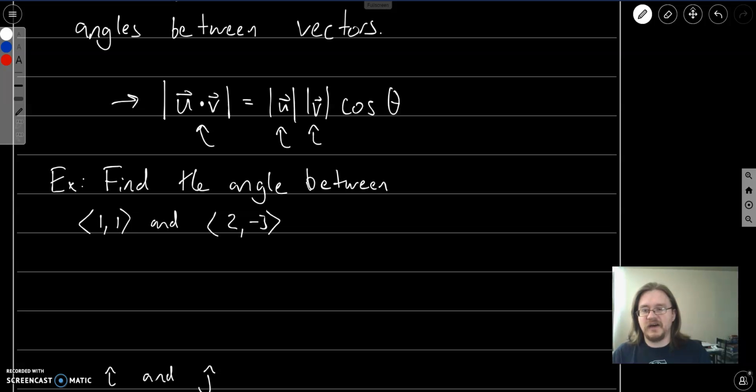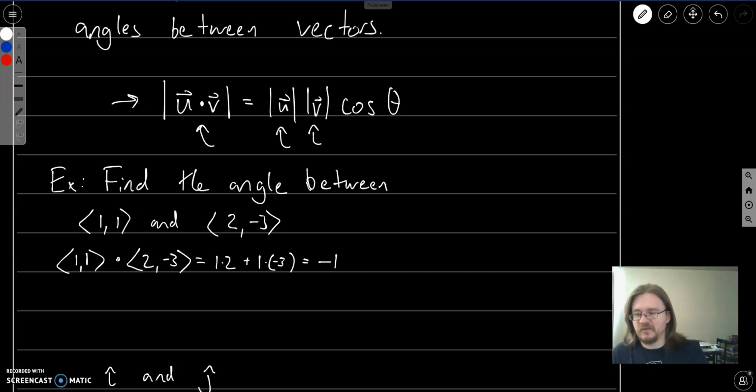So we need to find the dot product of those two guys. We need to find their lengths, and then plug this in and solve for the cosine. So here, let's take their dot product first. So let's take (1, 1) dot (2, negative 3). This is going to be 1 times 2 plus 1 times negative 3. 1 times 2 is 2, minus 3, well, that's negative 1. So the dot product between them is negative 1.